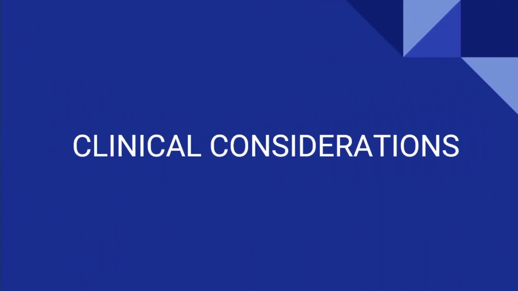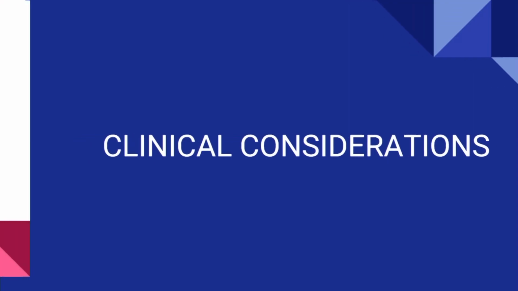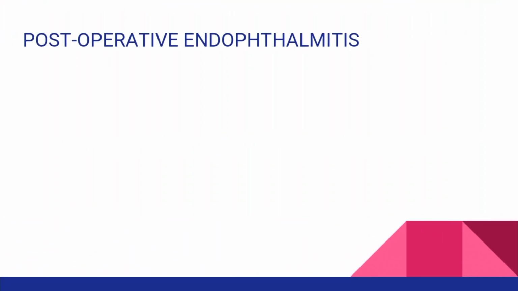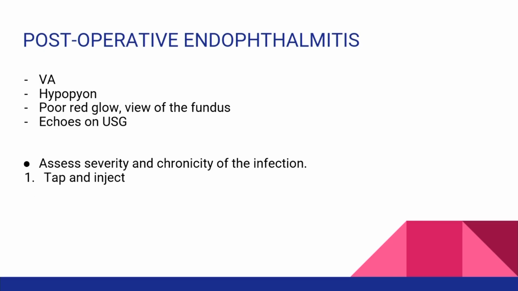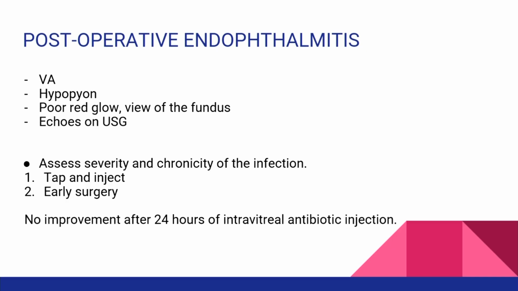Although the surgical management depends on case to case, we've tried to form a clinical protocol, starting with post-operative endophthalmitis. We would like to check the visual acuity of the patient, presence of hypopyon, poor red glow and view of the fundus, and intense, well-distributed echoes on ultrasound. Based on this, we would like to assess the severity and chronicity of the infection and decide whether we would like to go ahead with tap and inject, or AC tap as is followed here, and intravitreal injection, or early surgery. Surgery can be considered when there is no improvement after intravitreal antibiotic injections.